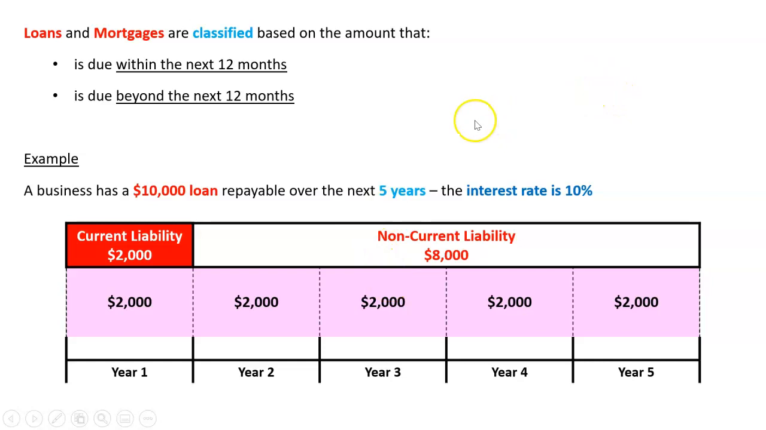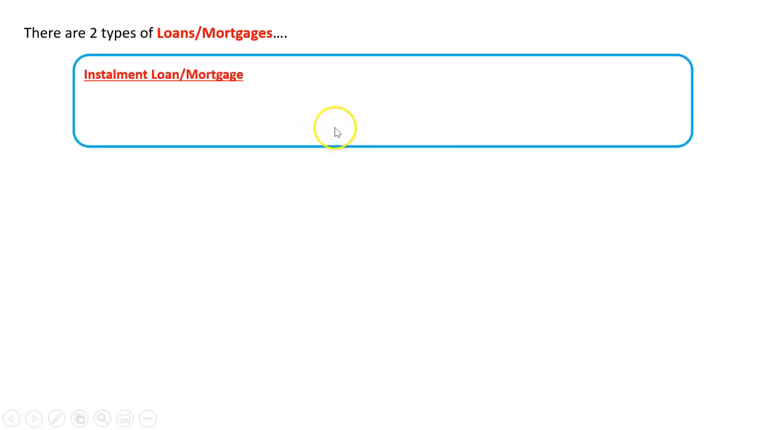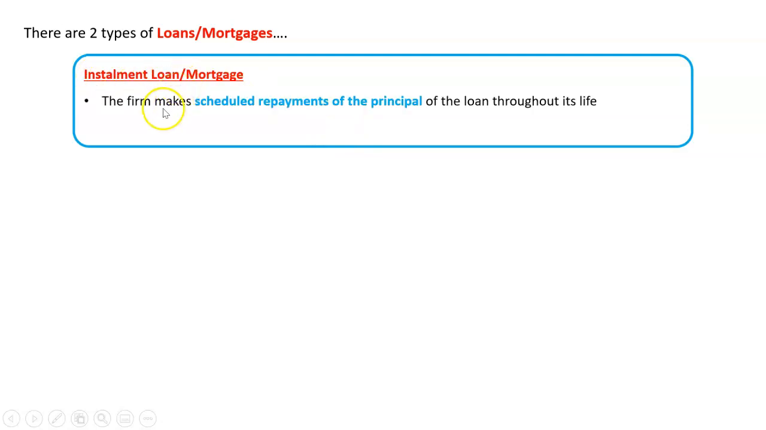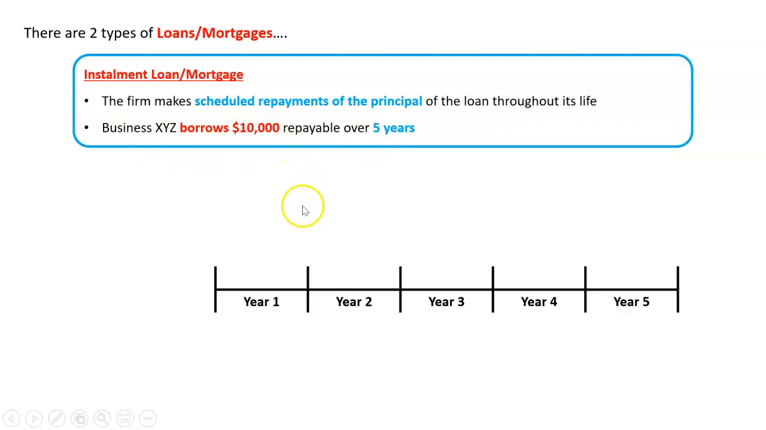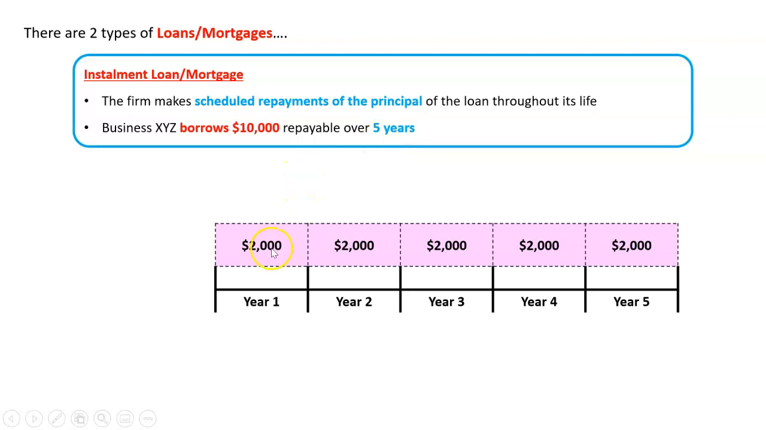So that's relatively straightforward. The problem is, there are actually two types of loans, and over time this affects what we do. By far the most common, and in fact it might even be the only one that we do, is what's called an installment loan or mortgage. The way that works is the business makes scheduled repayments of the principal throughout its life. So let's take business XYZ, which borrows $10,000 repayable over 5 years. What that means is, we're going to repay $2,000 every year.